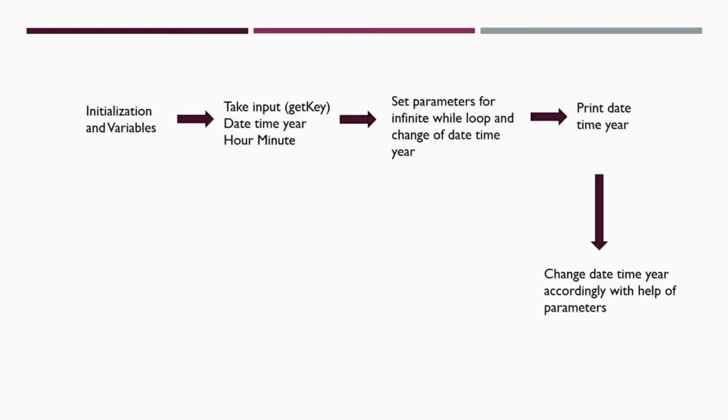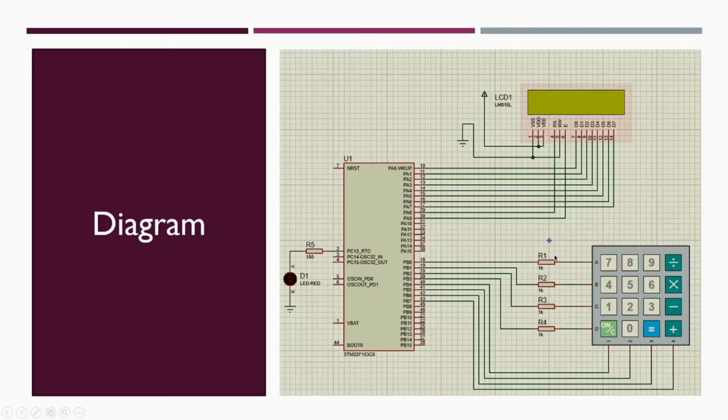Our algorithm is quite simple. First we initialize our functions and variables, then we take input in the getKey function. We then calculate some parameters for the infinite loop and print out the date. In the while loop, we then increment the date accordingly with time. We used some functions to achieve this process. My friends will explain them accordingly.